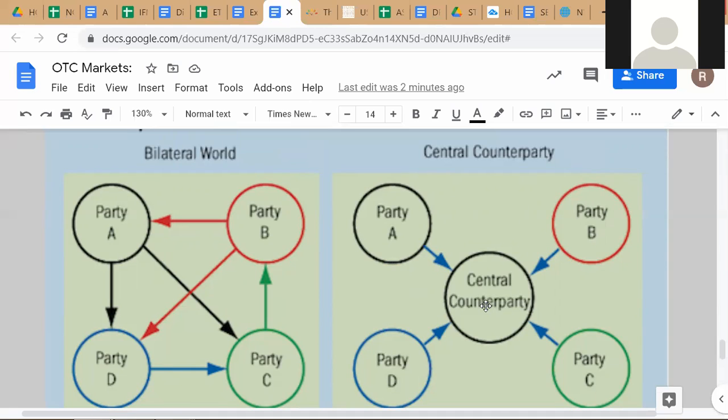So every time there's going to be a couple of deals. When earlier A was dealing with C, there was one transaction, one ticket, one contract. Okay, one contract, A and C. Now when A and C deal, they deal through this. So there are actually two contracts, A to CC and C to CC. So one transaction, but actually two contracts. So that's the difference in the exchange traded market.